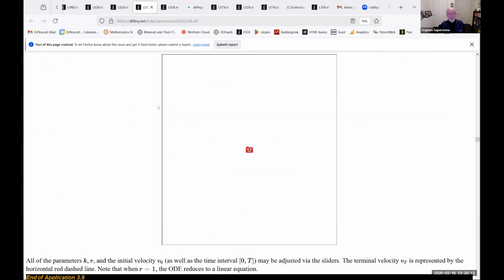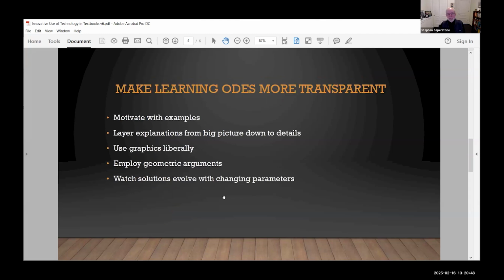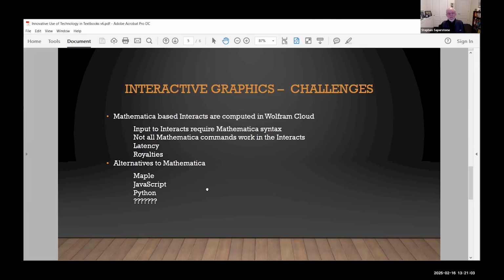Anyway, the idea is to be able to move around non-linearly in the text and not be limited to going in a linear order. So that's kind of what I mean by layered explanation from the big picture down to details. And you've seen examples of these other issues.